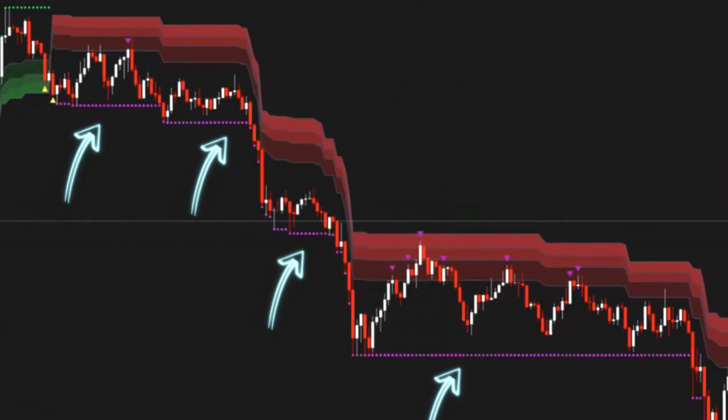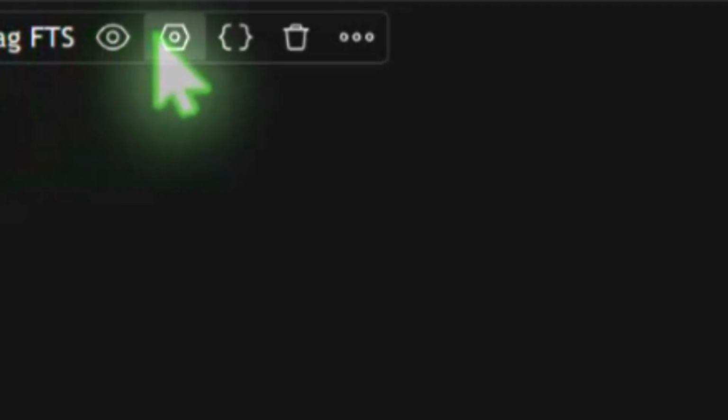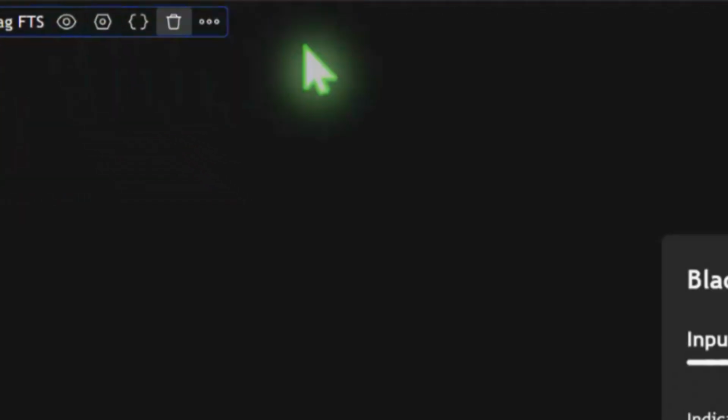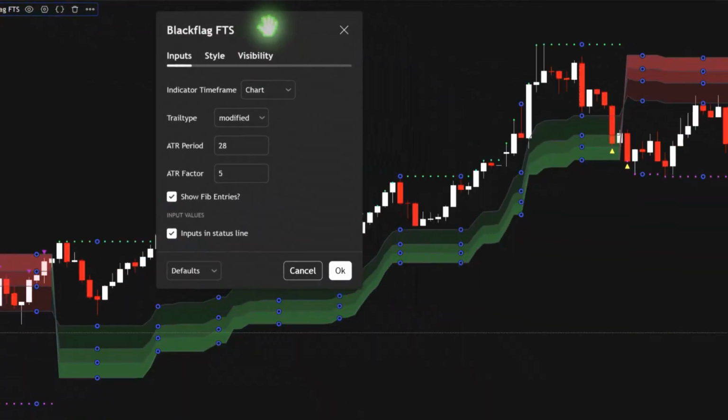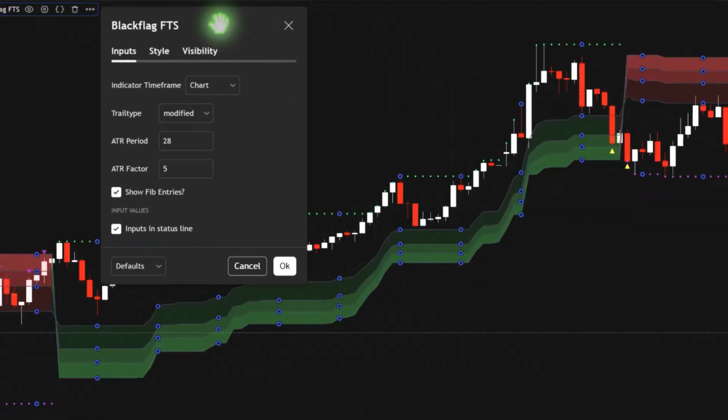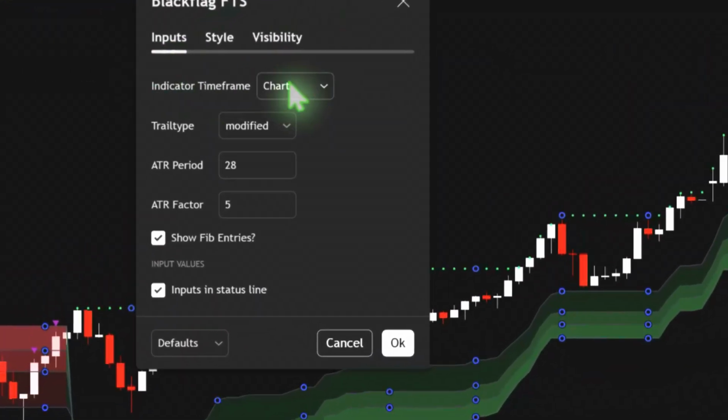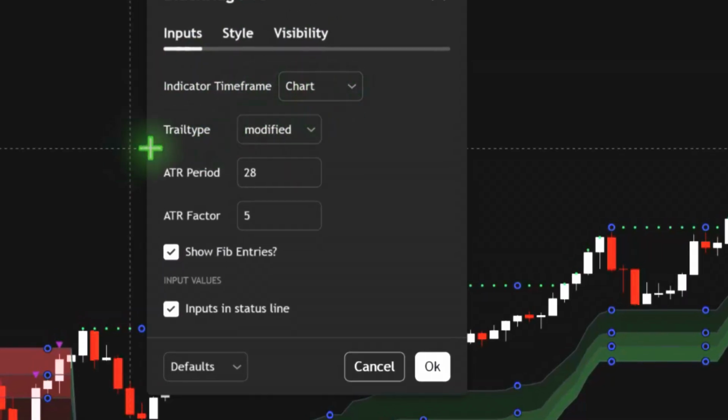You'll also see dots sometimes where the price reacts to those levels. The ATR part measures how much the market's jumping around. Now, time to make this super simple for trading, okay? So dive into the indicator settings. You'll find the inputs tab right there. Leave the stop line indicator time frame and trail type exactly where they are at their defaults. Easy peasy.